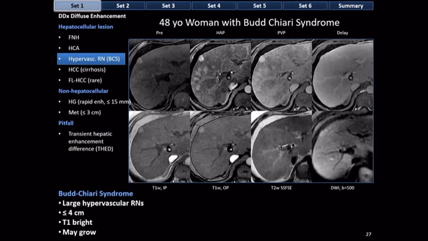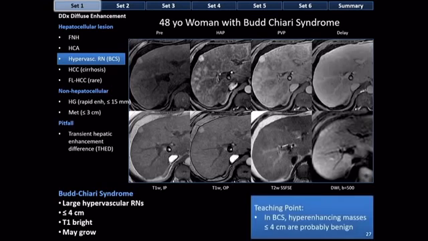So what is the differential diagnosis for this? Very important to know that patients with Budd-Chiari tend to develop regenerating nodules. These regenerating nodules are characteristically bright on T1, and these nodules can grow. And these nodules are very rarely malignant. So in the setting of Budd-Chiari, if I see a T1 bright nodule with diffuse hyperenhancement, I think that it's likely benign.